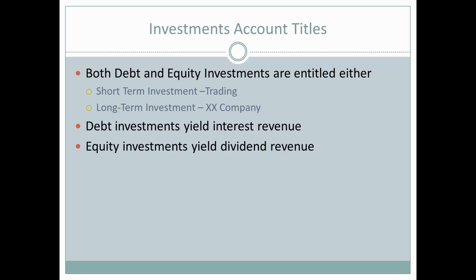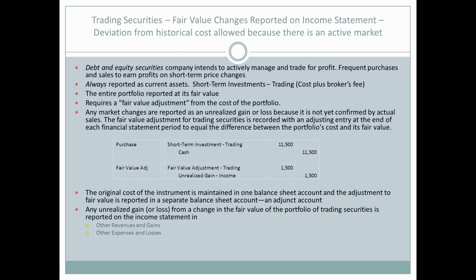The debt investments, such as bonds, will yield interest revenue. The equity or shares of stock will yield dividend revenue. So let's talk about trading securities. The fair value changes associated with trading securities will be reported on the income statement. It's a deviation from historical cost allowed because there's an active market, so you can see the changes to the value of the securities because there's an active market for these securities.